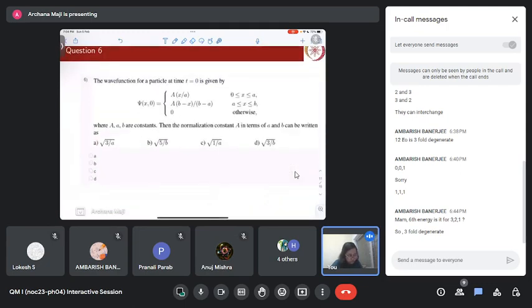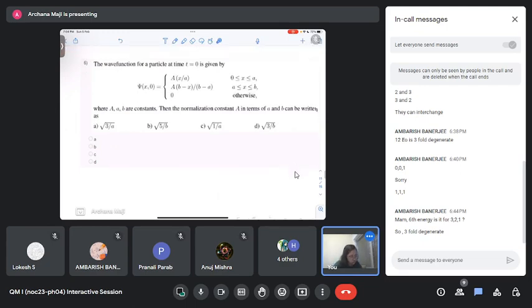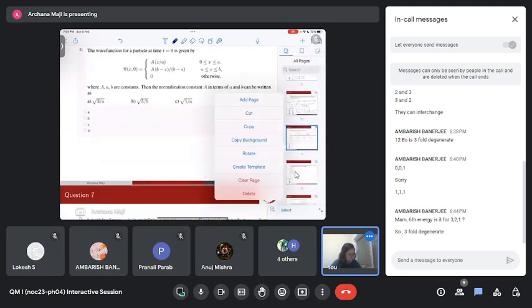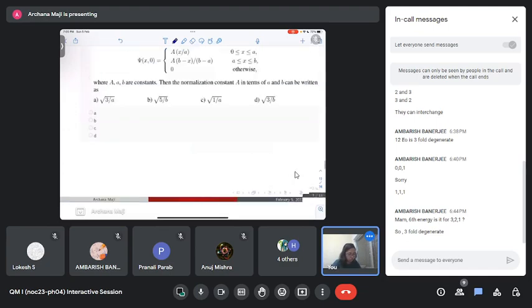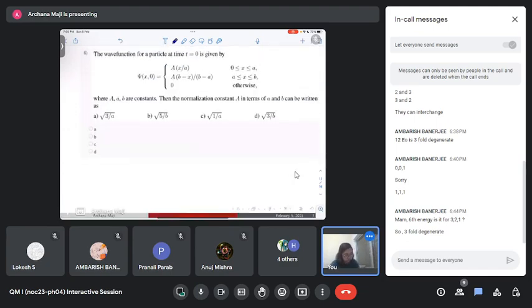Okay, now the 6th question says, this is the wave function for a particle at time t equal to 0. What do we need to figure out? The normalization constant A in terms of these constants a and b. So what is the normalization condition? Mod of psi square over the region where the wave function is non-vanishing should be equal to 1.